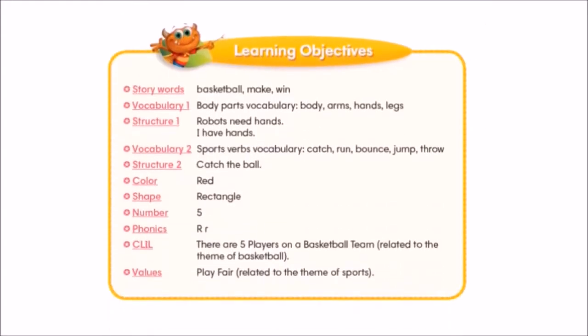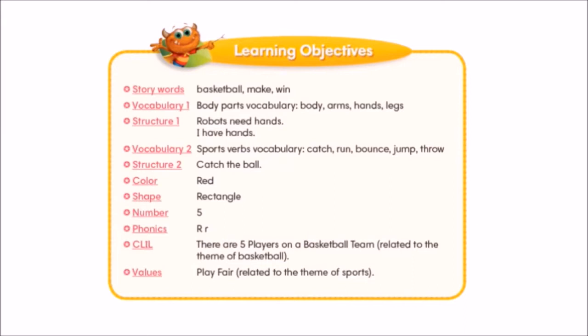So a very important aspect of teaching this unit is being able to actually identify what's going to be covered in this unit. So let's go ahead and start off with covering our unit objectives. Our story words will be basketball, make, and win. Okay? Then our first set of vocabulary words are going to be about body parts. So these words are going to be body, arms, hands, and legs.